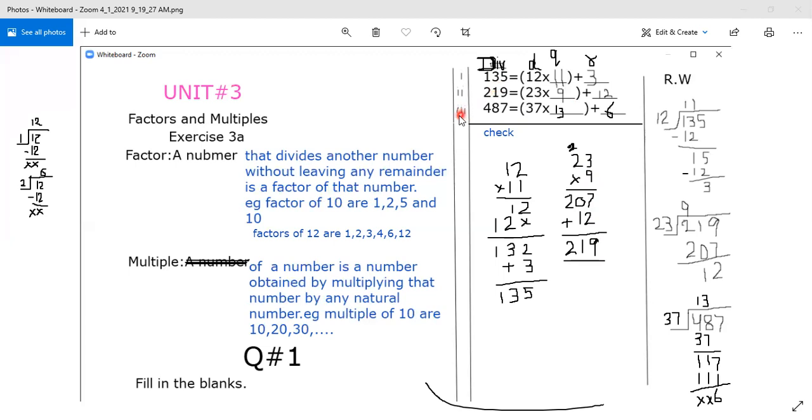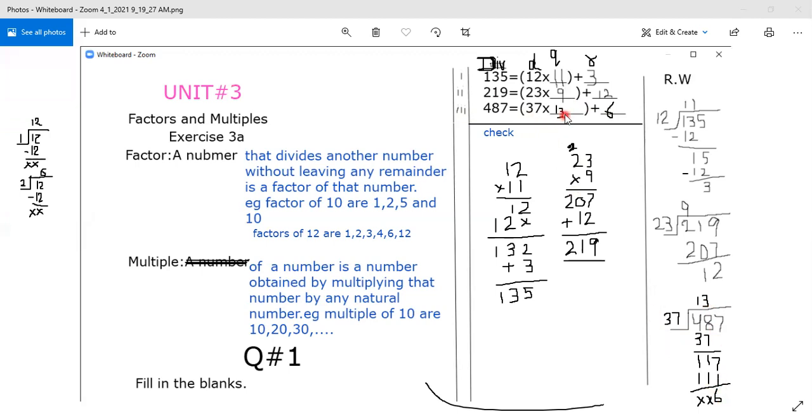Just like the first two parts, the third part is 487 equals 37 times blank plus blank. Two numbers are given and two blanks are given. Very easy, just like the first and second part, we have to divide the given numbers. As I have done it here in the rough work, 487 divided by 37. When we divide it, 13 is the quotient and 6 is the remainder.